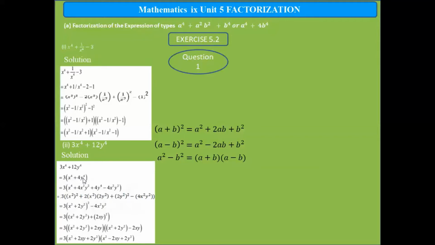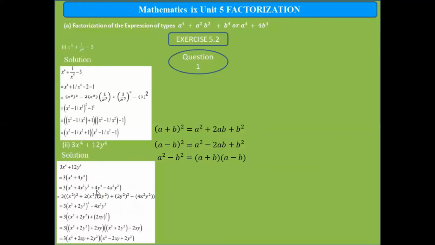Now I have to write this expression in the form of a plus b whole square. I can write this as x raised to power 4, x square whole square, and 4y raised to power 4 as 2y square whole square. Then I need the term 2ab, meaning 2 into x square into 2y square, that is 4x square y square. I need 4x square y square to complete this square. So I add 4x square y square and also subtract this term.